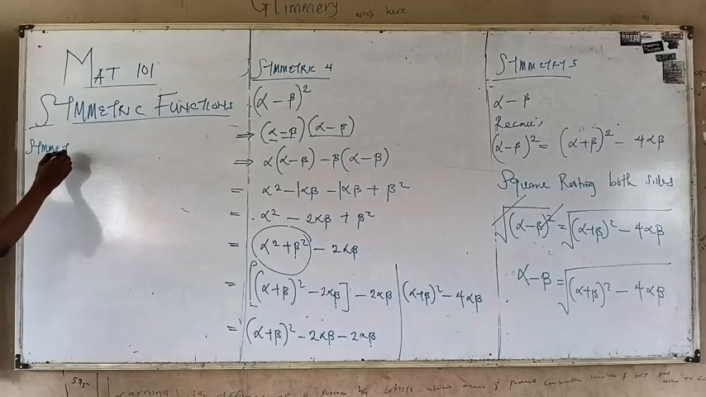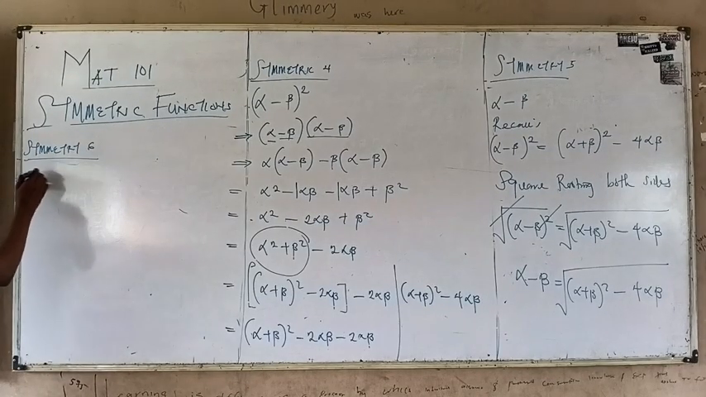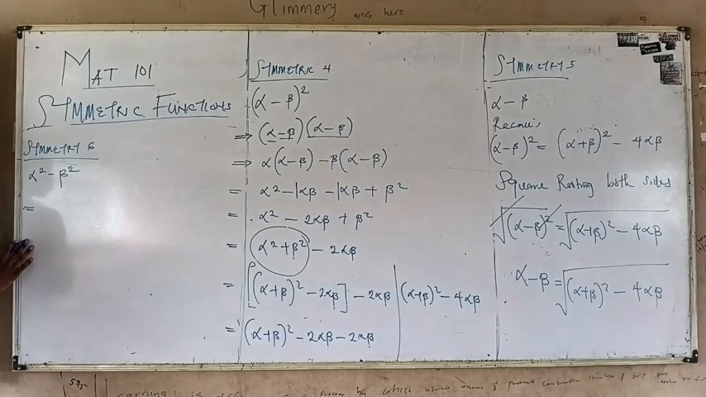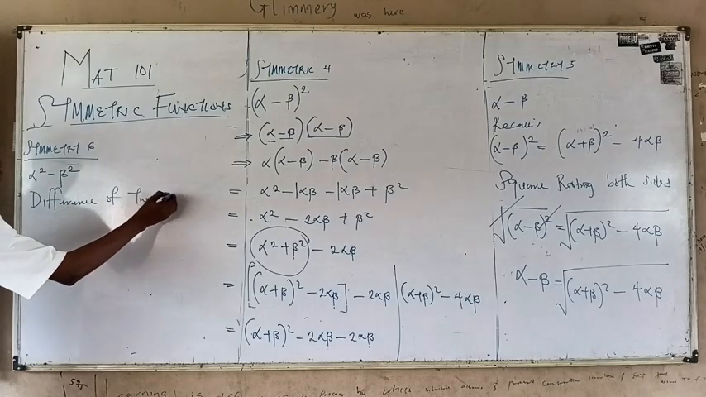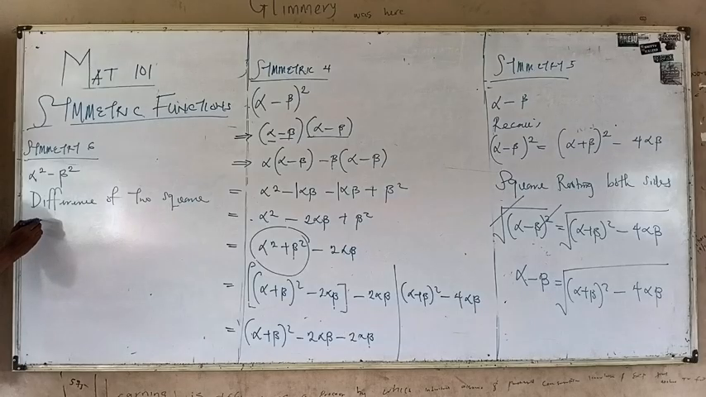6. This 6 or 7? 6. What if I have alpha square minus beta square? What's it going to turn to? This is what we call the difference of two squares. So I have what? Alpha plus beta. Thank you.